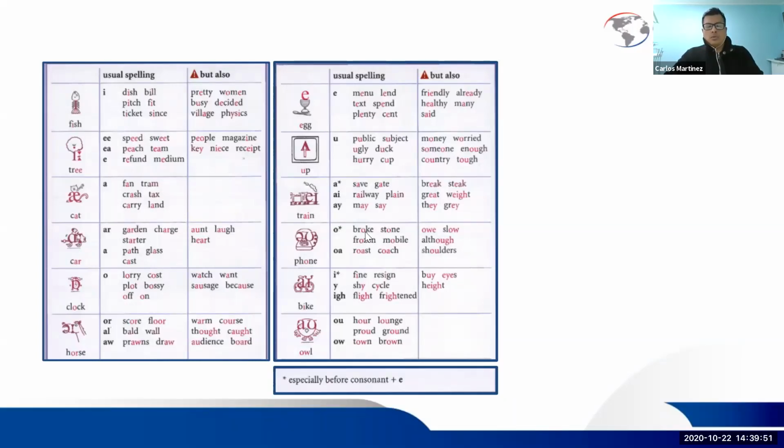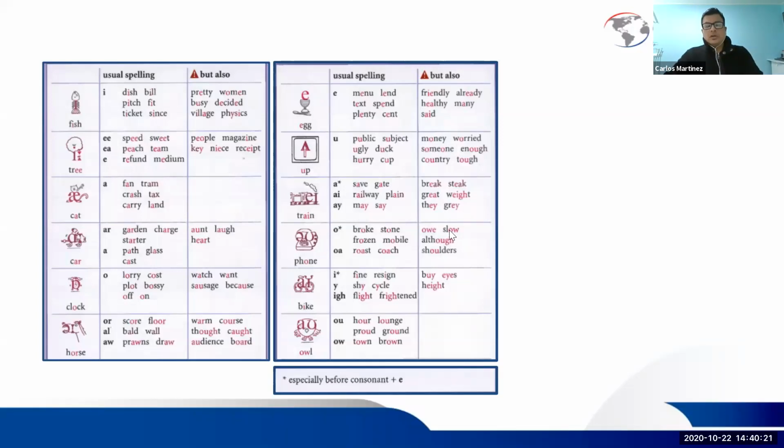O: broke, stone, frozen, mobile, okay? When the letter O is before a consonant plus the letter E, it makes this sound. And then we have the combination OA: roast, coach, okay? Very good. Another combination can be OWE, like in owe, deber.